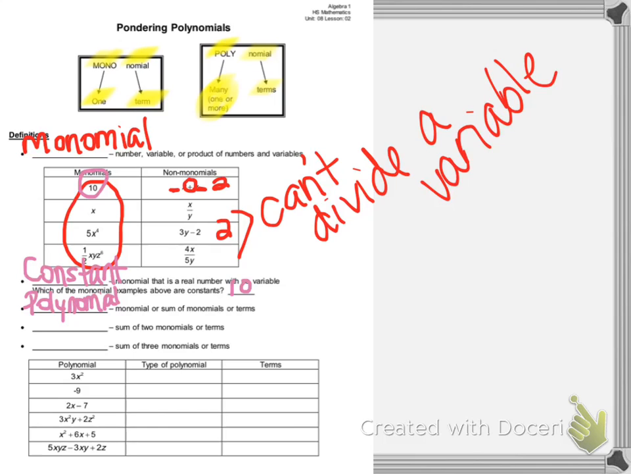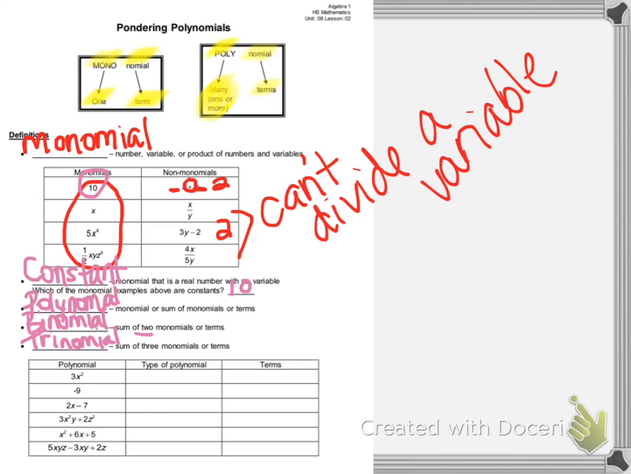is a monomial or a sum of monomials or terms. A binomial is going to be the sum of 2 monomials. And then the sum of 3 monomials or terms is going to be a trinomial. Okay, we're just reviewing what we did today in class.